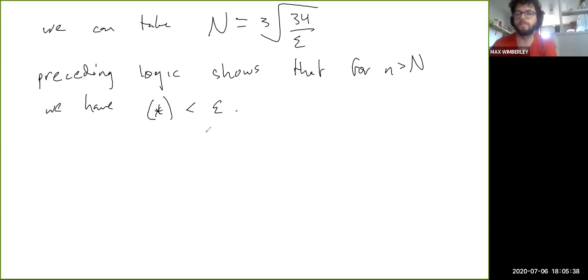which is what we want to do, right? Star is less than, well, it's less than 34 over n cubed, which in turn is less than epsilon by our choice of capital N, right?